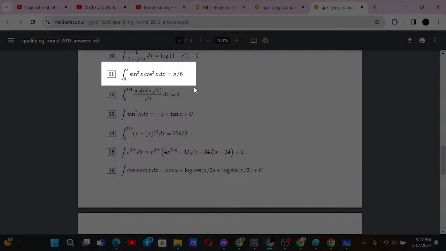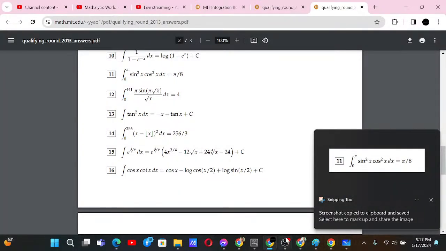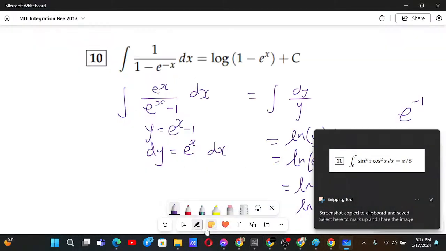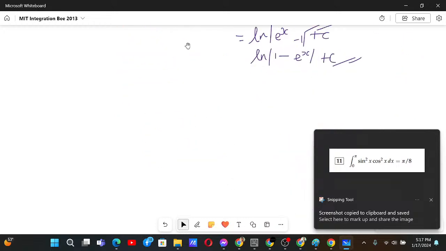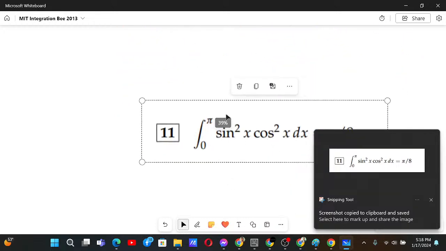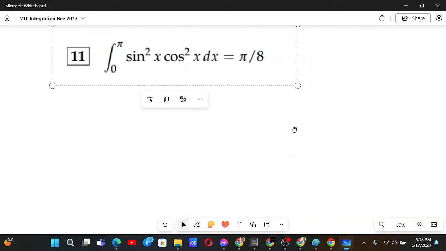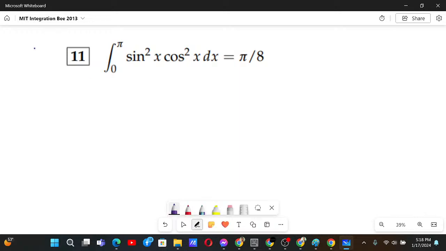This problem is somewhat different, we will use the beta gamma function to make it easier. You can use alternatives, using integration by parts or other techniques like that. For this problem, we have f of x equals sin square x cos square x.